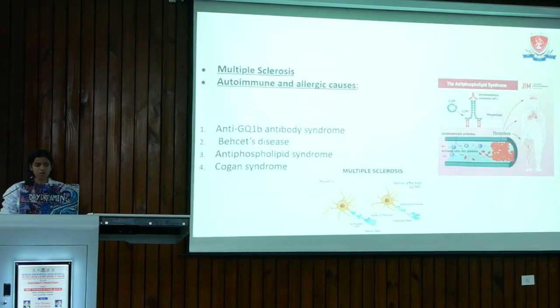Multiple sclerosis, autoimmune and allergic causes are as follows: anti-GQ1b antibody syndrome, Behçet's disease, antiphospholipid syndrome, and Cogan syndrome.